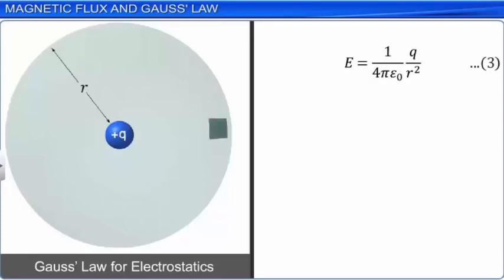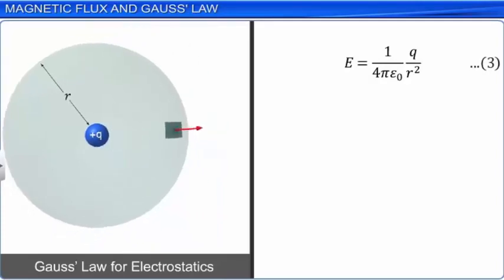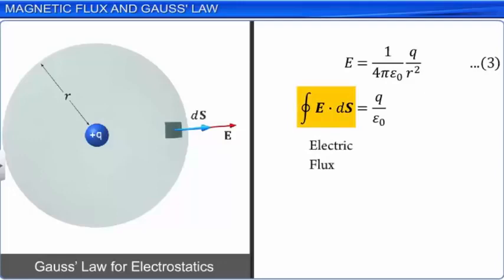Gauss' law for electrostatics states that the electric flux passing through a closed surface is equal to 1 by epsilon naught times the total charge enclosed by the closed surface. That is, integral over the closed surface E dot ds is equal to Q by epsilon naught. Here, integral over the closed surface E dot ds is the electric flux, and Q is the total charge enclosed by the closed surface. Let this be equation 4.